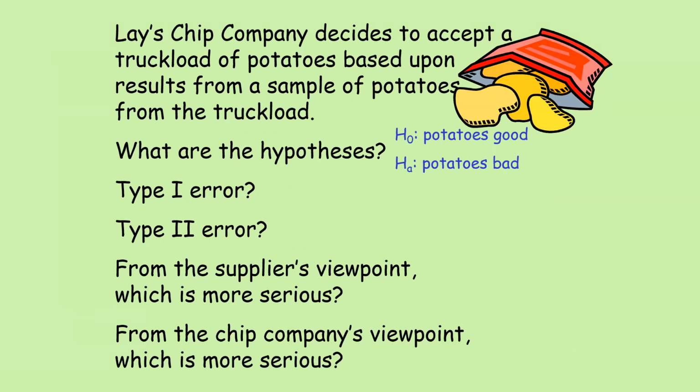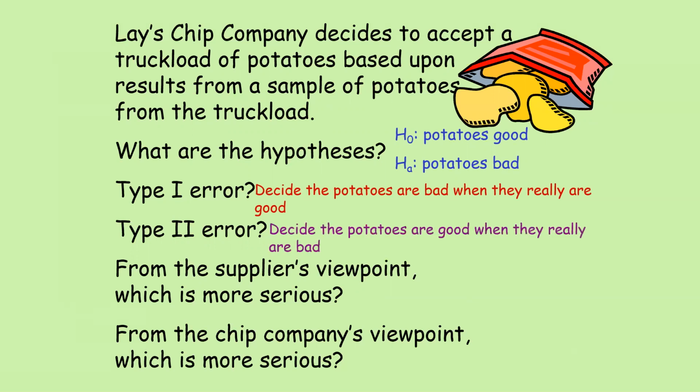So what is a type 1 error? Type 1 error would be deciding the potatoes are bad when they are really good. Type 2 would be deciding the potatoes are good when they are really bad. So from the supplier's viewpoint, which is more serious, that would be a type 1 error.